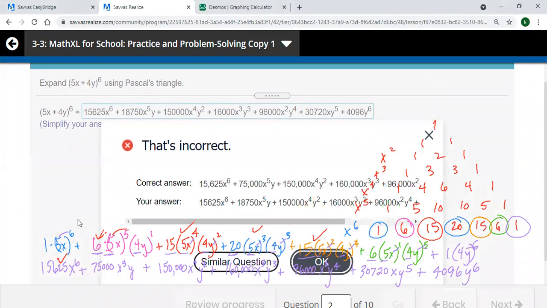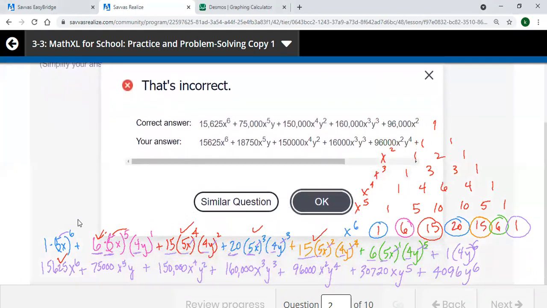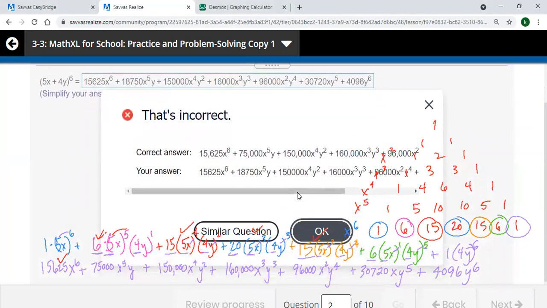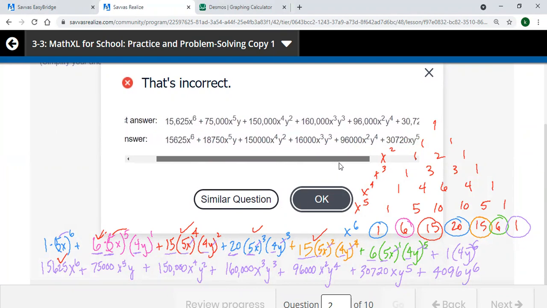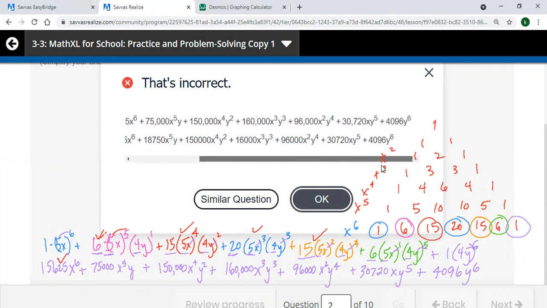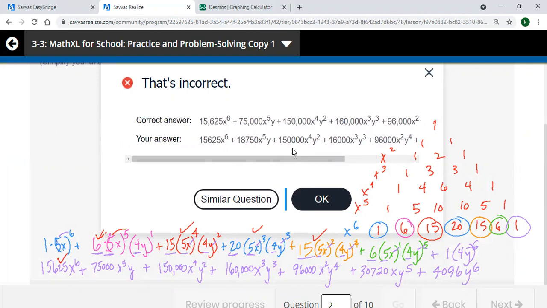The correct answer. What did we not have right? Oh, I left off. Wait a minute. Oh, they don't show it all. I gotta scroll over it. Well, I would contend my answer looks exactly like theirs, except I didn't use commas. Let's see, 15,625 x to the 6th. Oh, this 70. All right, I did have that at one point, and then I changed it.